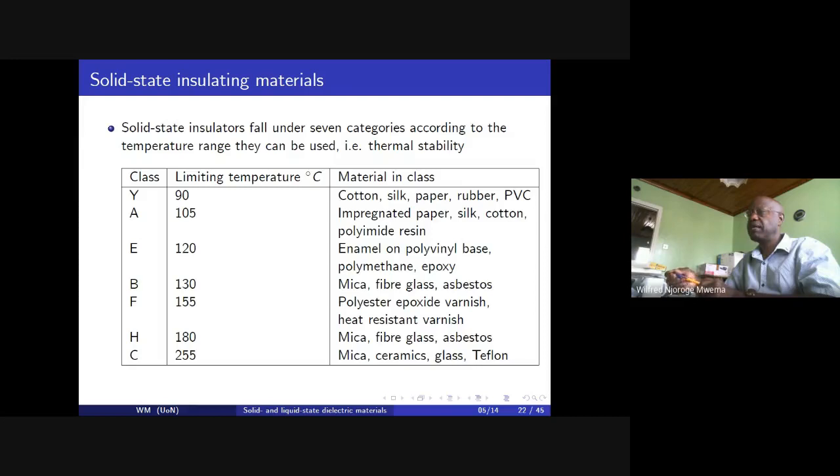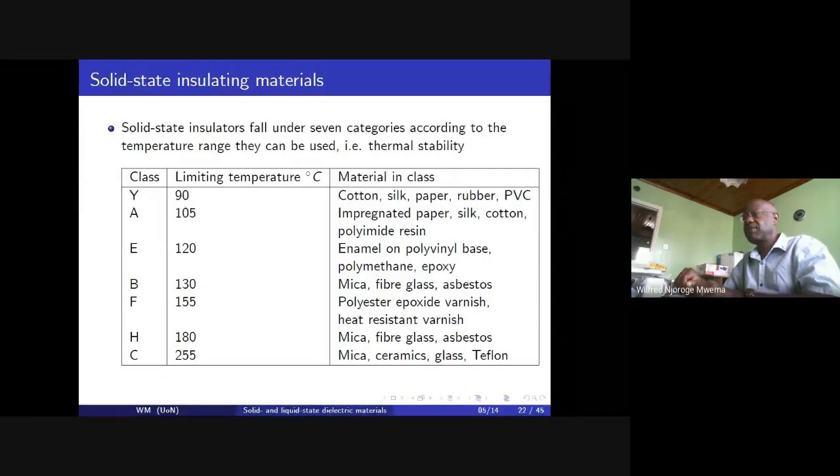Then we have the B class, which is 130. This includes mica, fiberglass, asbestos. Asbestos, of course, we know this is also very discouraged nowadays because of the poisonous nature. Asbestos has been found to cause cancer. So mica and fiberglass will be found mainly in electronic devices such as capacitors and PCBs that you use for your fabrication of electrical circuits.